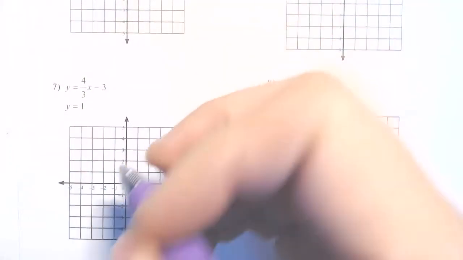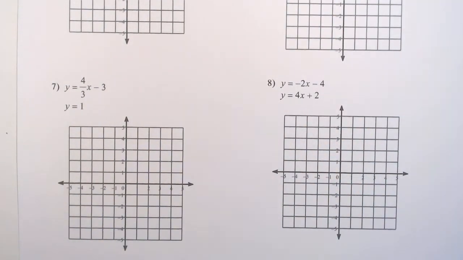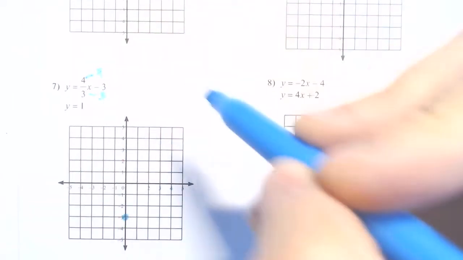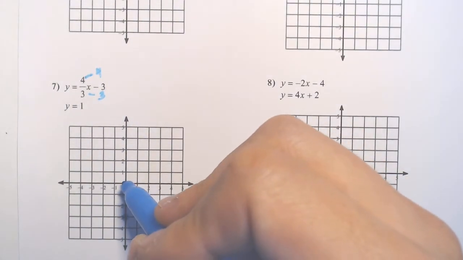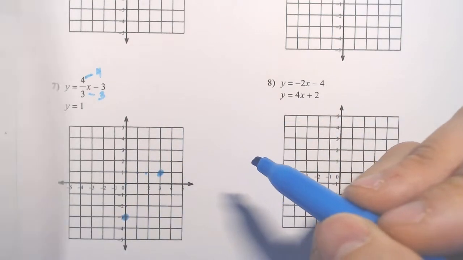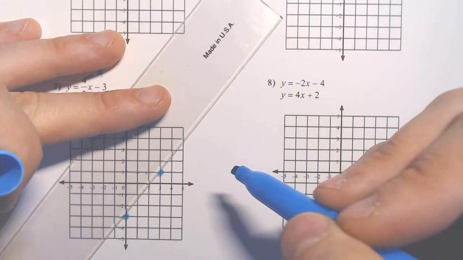You can graph that y-intercept at -3, down by 3. And then this slope is rise over run, up 4, and over to the right by 3. So we got to go up by 1, 2, 3, 4, over by 1, 2, 3, and connect our dots.